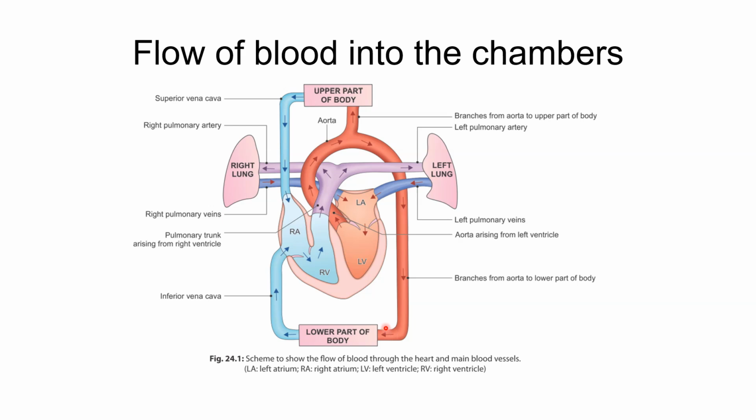So we have learnt about the external features of the heart, and you have learnt what is pulmonary circulation and what is systemic circulation, and how the blood flows in the various chambers of the heart.